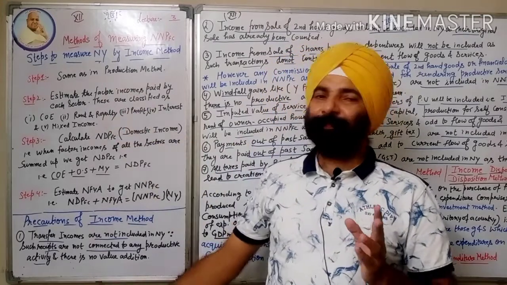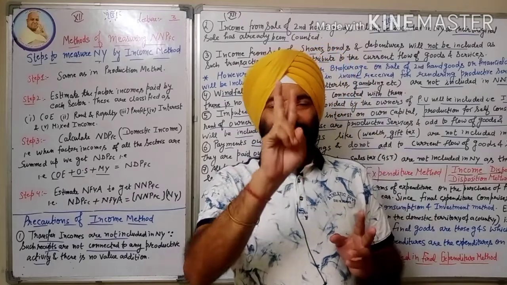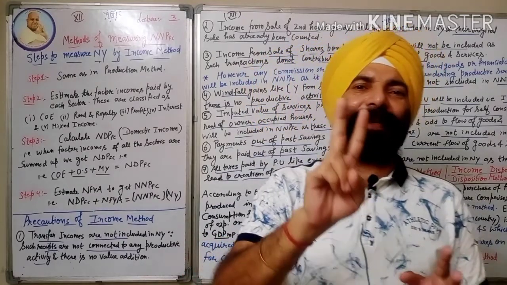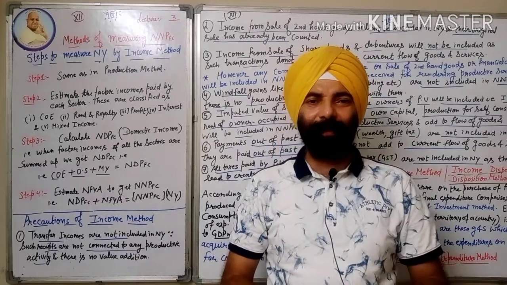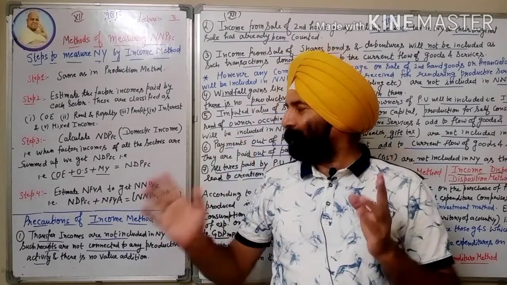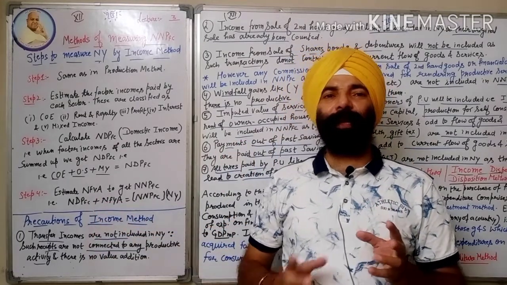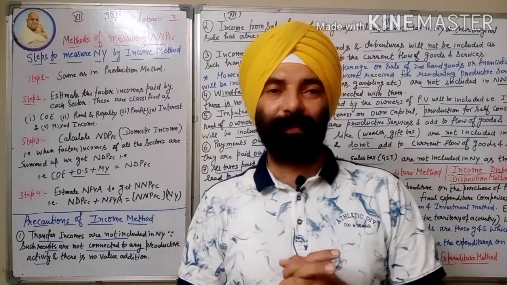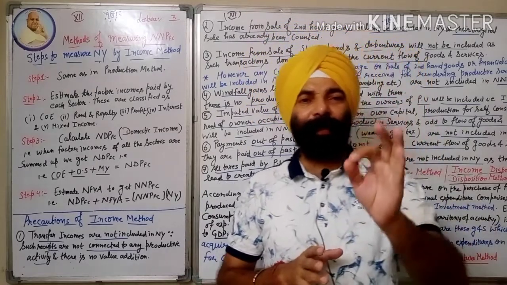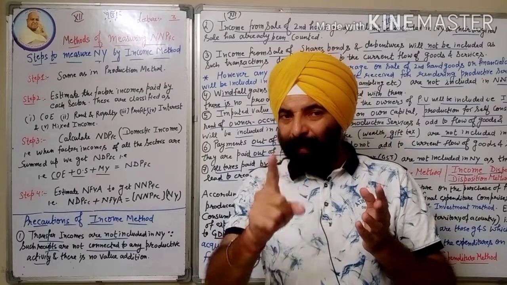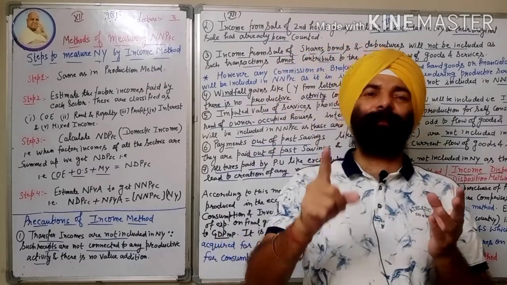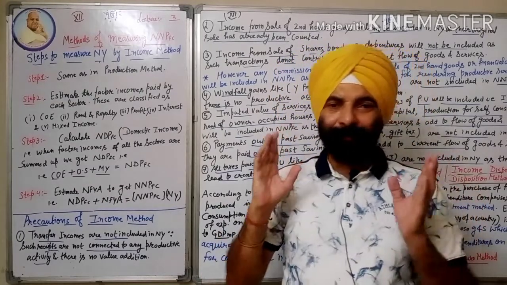So with this we covered the second method of measuring the national income, which is called income distribution method, income method. So we have completed it. Now we are going to start what are the precautions, किन किन सावधानियों को रखा जाएगा जब हम इनकम मेथड से नेशनल इनकम को फाइंड कर रहे हैं.